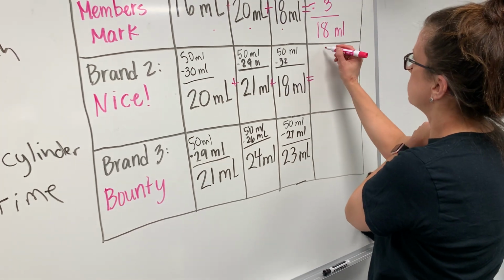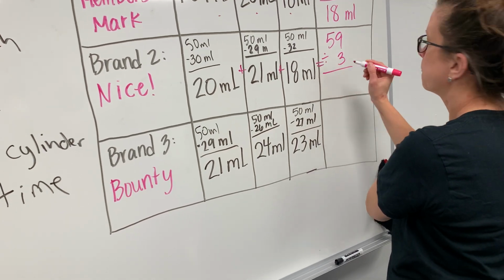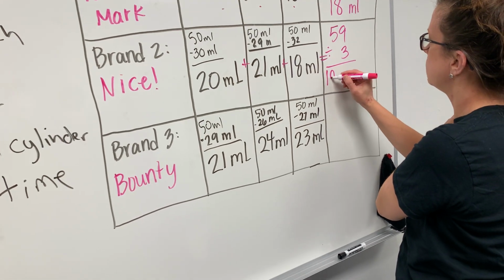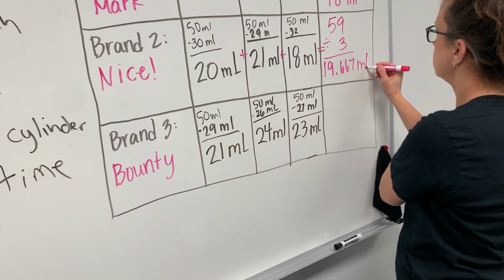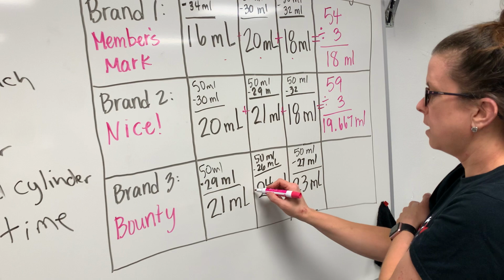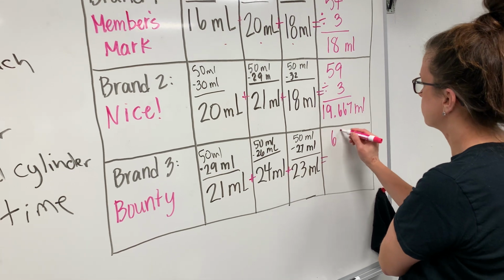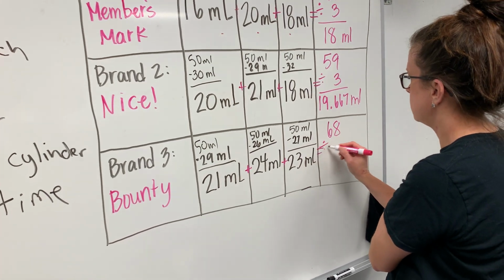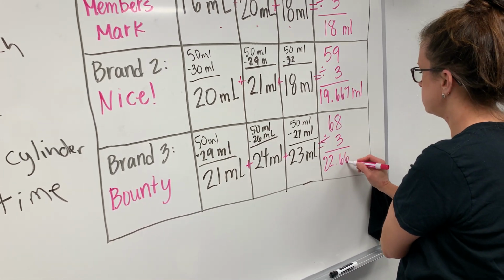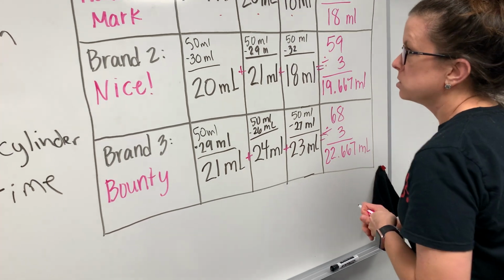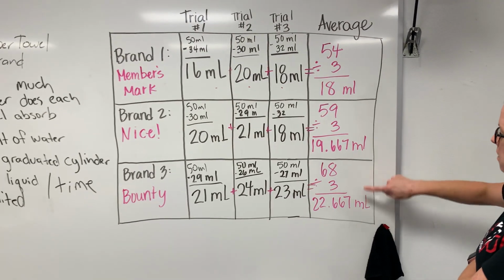So when you add all of those together, you get 59. There's still 3 numbers in the set. And you get a really weird number. So we're gonna round it up, 19.667 milliliters for the Nice brand. And then the Bounty brand, you add them all up, you get 68. You still have 3 in your set. So 68 divided by 3 is 22.667 milliliters.